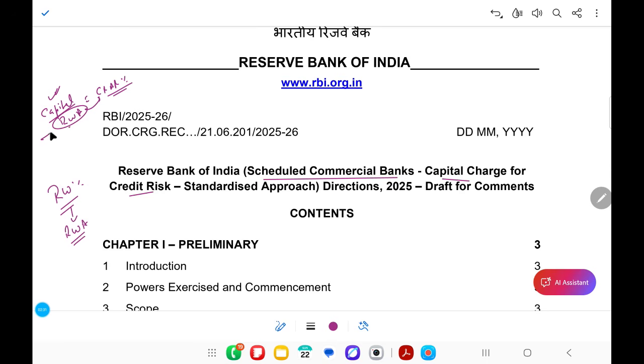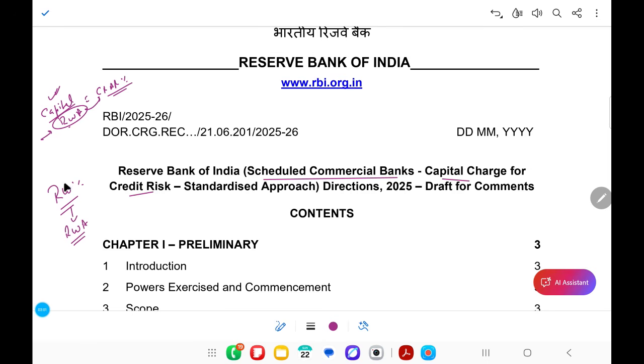So how will you calculate the denominator here? This circular basically talks about that. Friends, I think it is clear. Banks calculate the risk weight assets by multiplying the exposure amount by the standardized risk weight assigned to the specific exposure class. And the fundamental principle is that risk weight must conservatively reflect the underlying credit risk.